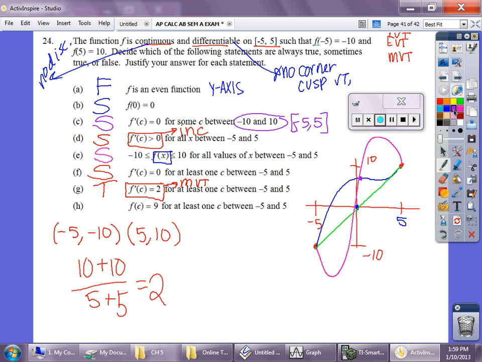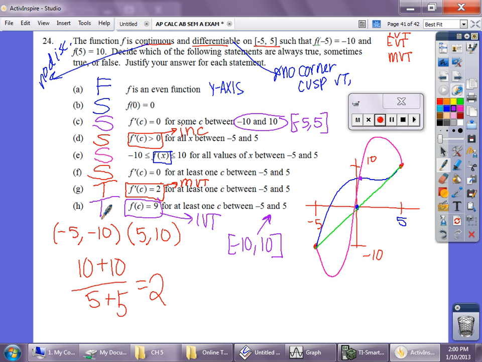Letter H, f of c equals 9 for at least one c between -5 and 5. So this one is actually checking for IVT. Now remember, the points that were given gave you y values from -10 to 10. IVT will now guarantee every y value from -10 to 10 within the domain of -5 to 5. So this is always true. Graphically, it means there's no possible way for me to graph a continuous differentiable function without going through the y value of 9. And that should make sense to you.